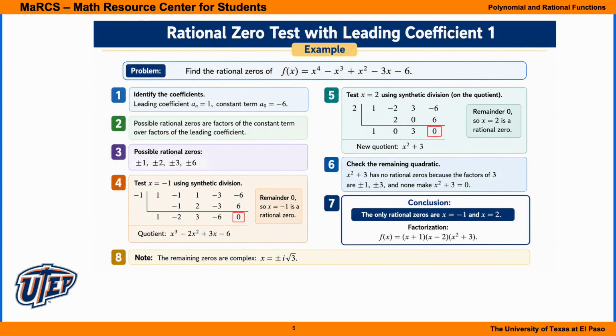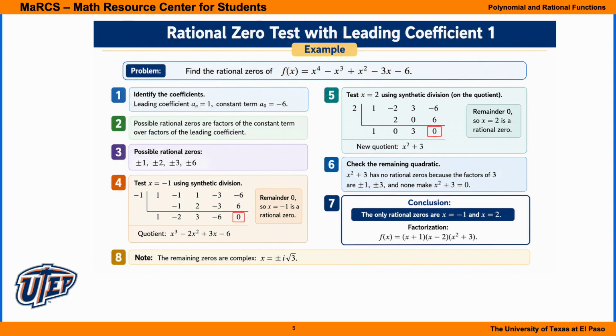So here's the same example and the same process, just expanded so that it is easier to follow along. In this slide, we are given the function f of x is equal to x to the power 4 minus x cubed plus x squared minus 3x minus 6. We'll be using the rational zero test. So we see that this function has a leading coefficient of 1 and a constant term of negative 6. So the possible rational zeros are factors of the constant term over factors of the leading coefficient. And for this case, our possible rational zeros are plus or minus 1, plus or minus 2, plus or minus 3, and plus or minus 6.